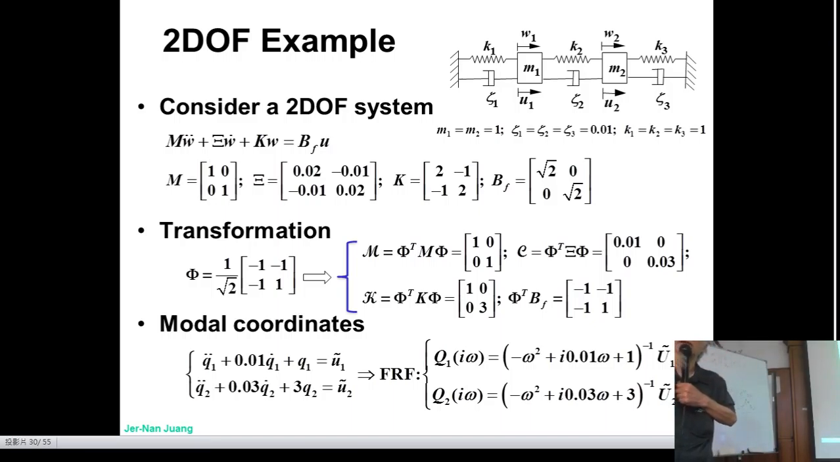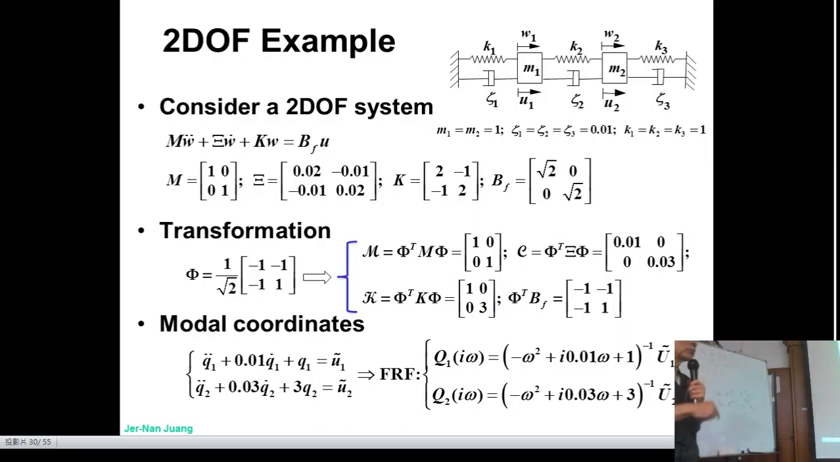But for your homework, you cannot simultaneously diagonalize all three matrices. That's not your homework. But the reason I show you this is the following. Assume that you can simultaneously diagonalize all matrices. Then this coupled matrix will become, through this psi matrix, two decoupled second order equations.